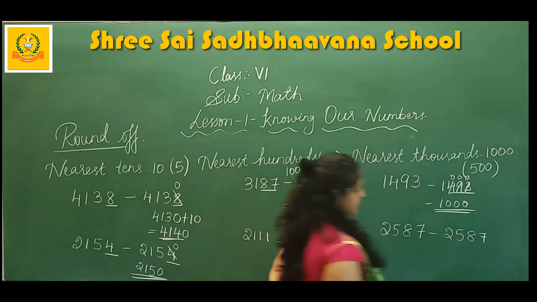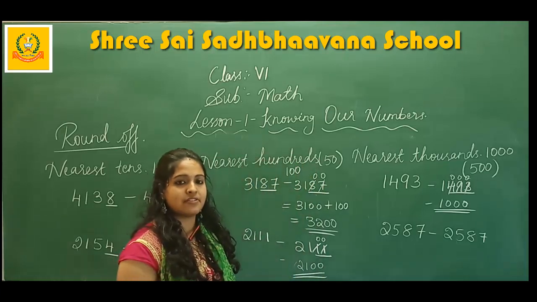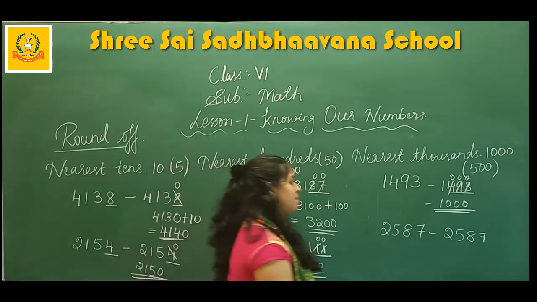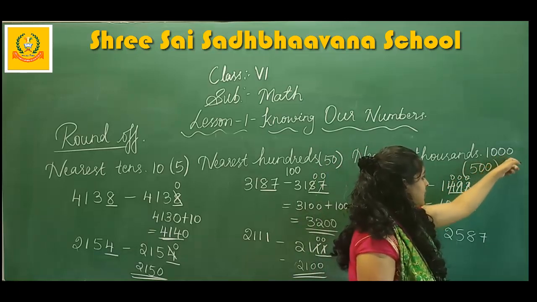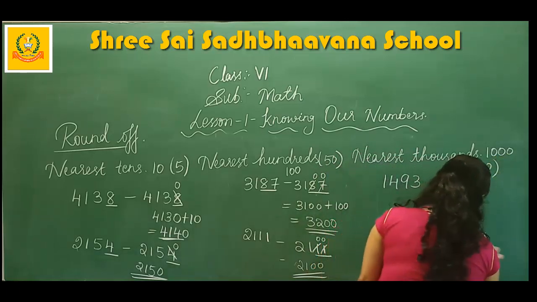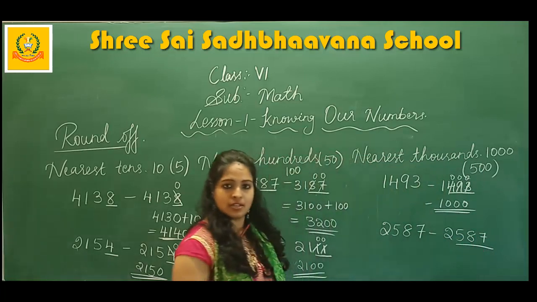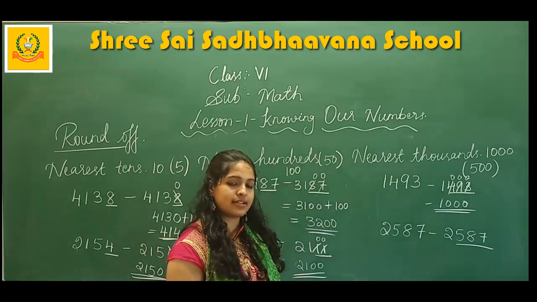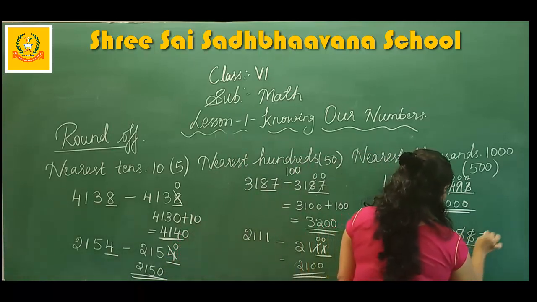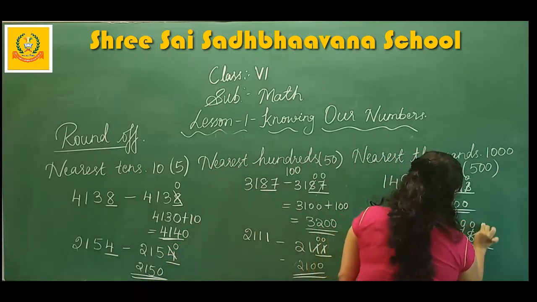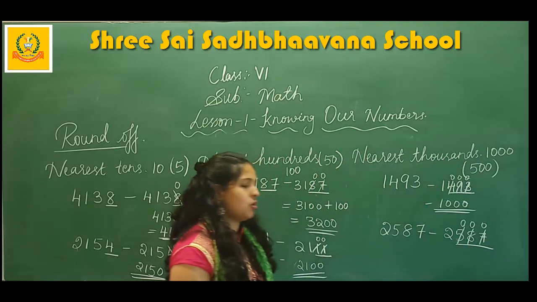2587. Yes. First step. What is the first step? Underline the number of digits. How many digits do I want to underline? 3. 1, 2, 3. 3 zeros, 3 digits. Over. First step is over. What is the second step? Strike out the number and make it as 0, 0. Over. Second step is over.